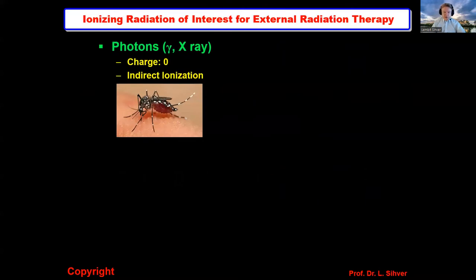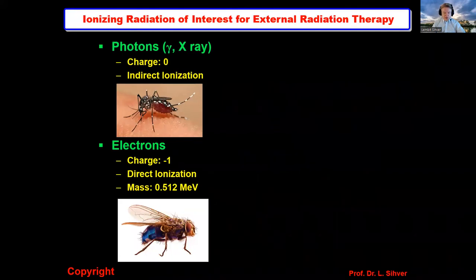If you look at the ionizing radiation of interest for external radiation therapy, they are first photons, charge zero, indirect ionization, it's like a mosquito. Then we have electrons, charge minus one, direct ionization, mass 512 keV, it's like a fly.